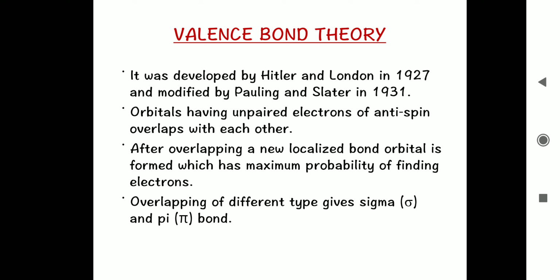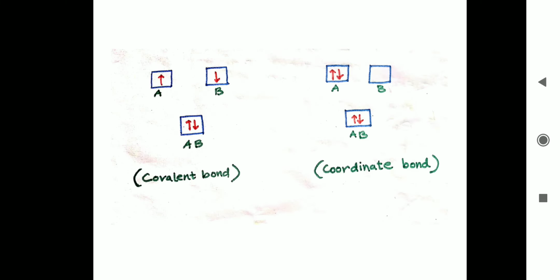Now, we will discuss the second point, which says that orbitals having unpaired electrons of anti-spin overlap with each other. What it says is that during the overlap, suppose A and B are atomic orbitals, then both A and B should have opposite spins. That means if one has a spin of plus half, then the other should have a spin of minus half. Only then overlapping is possible. And both the orbitals that participate in overlapping should be half filled. If both the orbitals are fully filled, then overlapping is not possible.